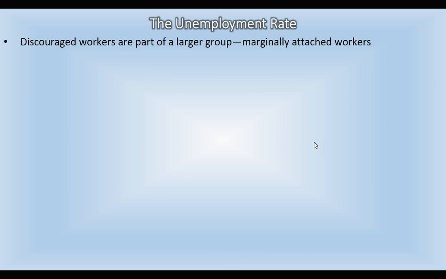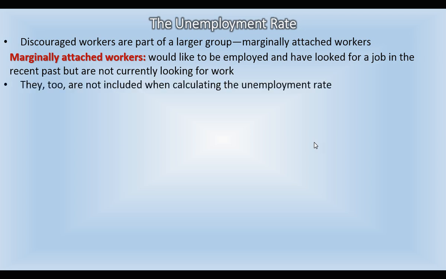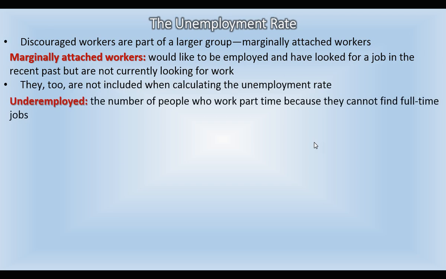Discouraged workers are part of a larger group that are called marginally attached workers. Marginally attached workers would like to be employed and have looked for a job in the recent past, but are not currently looking for work. They too are not included when calculating the unemployment rate.